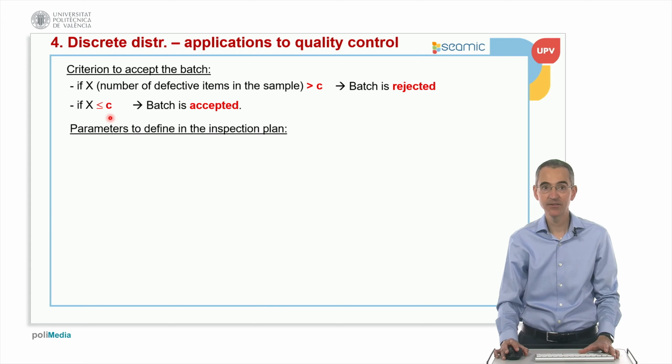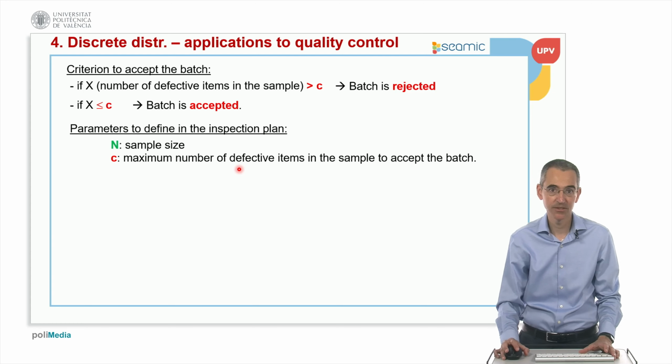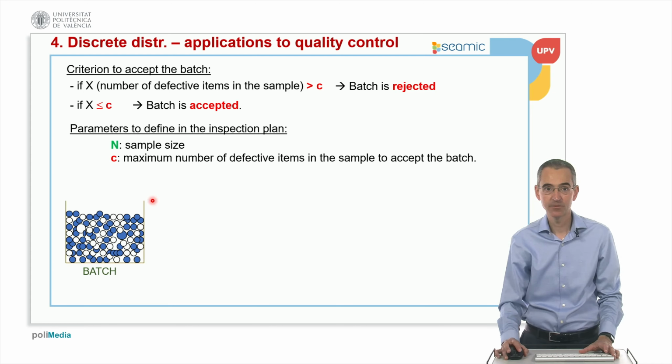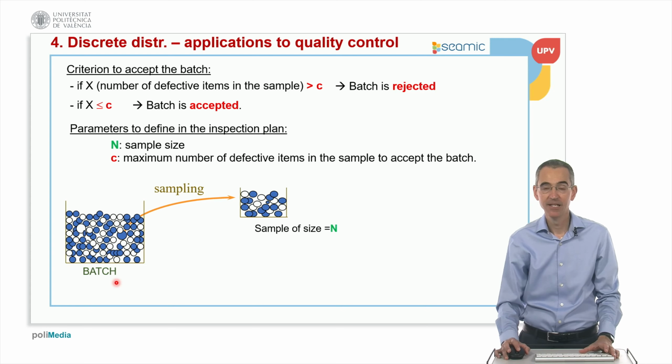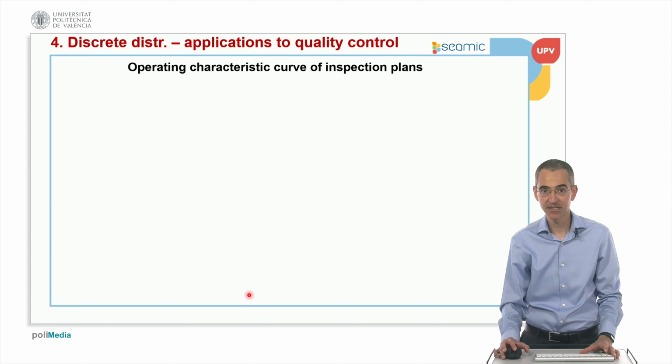The parameters that we need to define the inspection plan are the following. We have to define the sample size, and then we have to find this parameter, which is the maximum number of defective items in the sample to accept the batch. Here this is the batch that we assume is very big. We cannot check the quality of all the items, so we take a random sample of size n. In this sample, we check the quality of all items, and if the number of defective items is bigger than c, the batch is rejected. Otherwise, the batch is accepted.